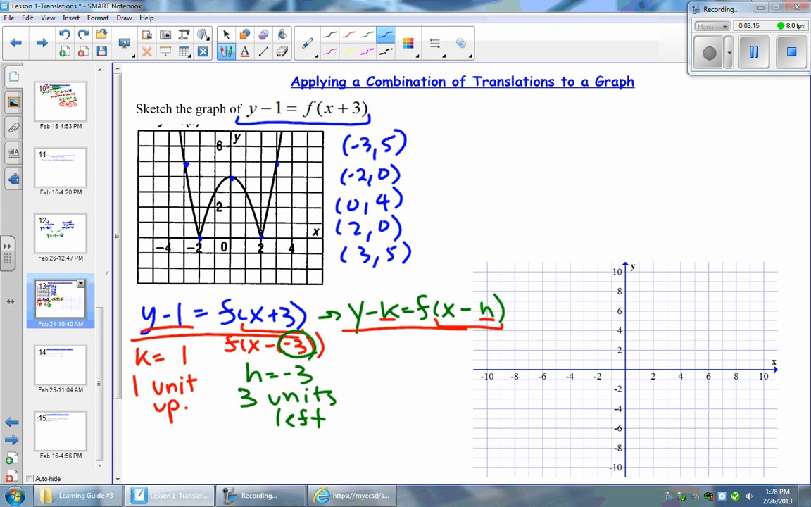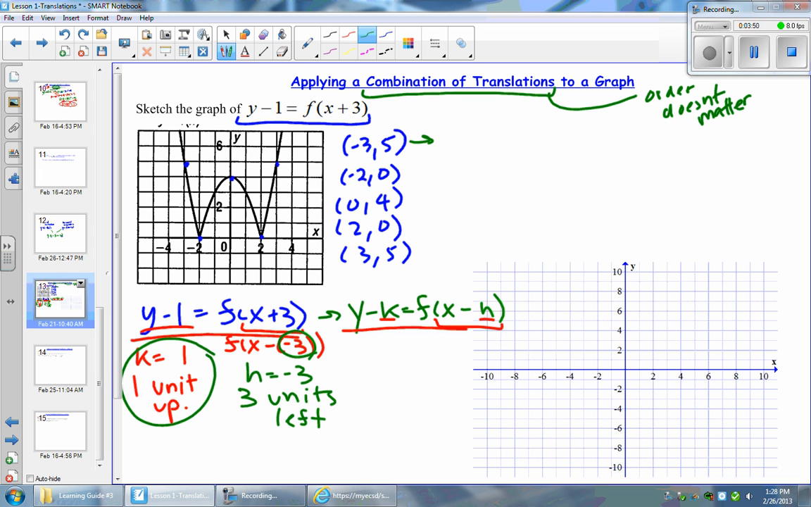All right, so you're probably asking yourself already, what order do we perform our translations? And that's a great question. When you perform a combination of translations, the order doesn't matter. So you can go vertical translation and horizontal translation, or you could switch it around, vice versa, and it doesn't matter because you'll get the same image. So from here, you're just going to choose which one you want to do first. Well, I'll deal with this k value, so I'm going to deal with the vertical translation first.